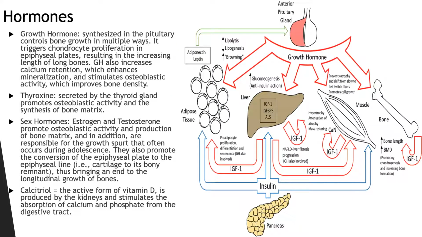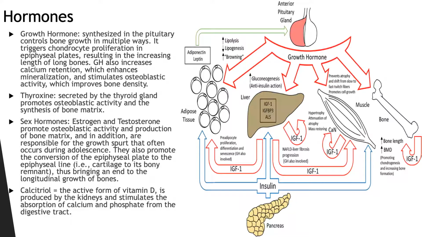Moving on, hormones. Growth hormone is synthesized in the pituitary, and that controls bone growth in a multitude of ways. It triggers chondrocyte proliferation in the epiphyseal plates that results in the increasing length of long bones. Growth hormone also increases calcium retention, which enhances the mineralization, and stimulates osteoblastic activity, which then improves bone density.